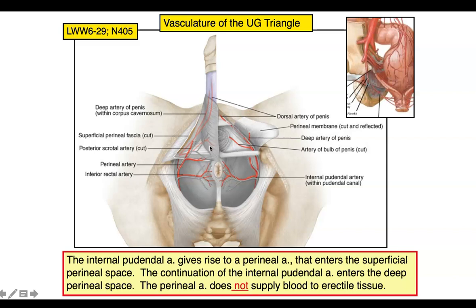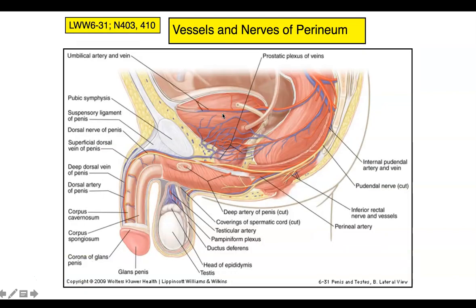Internal pudendal artery also gives rise to perineal arteries, which give rise to the posterior scrotal branches that supply the posterior side of the scrotum, and also there are the deep artery of the penis, which courses through the corpus cavernosum penis, and the dorsal artery of the penis, which passes over the dorsum of the penis. Those are also branches of the internal pudendal artery. So in this illustration, you can see the internal pudendal artery and the pudendal nerve. They lie within the pudendal canal in the anal triangle.